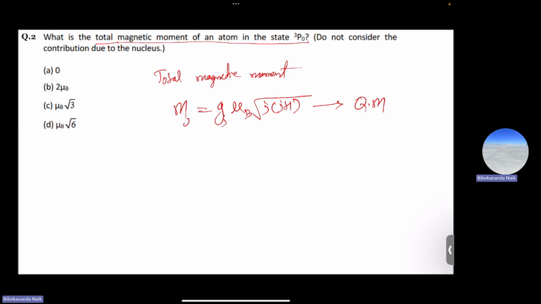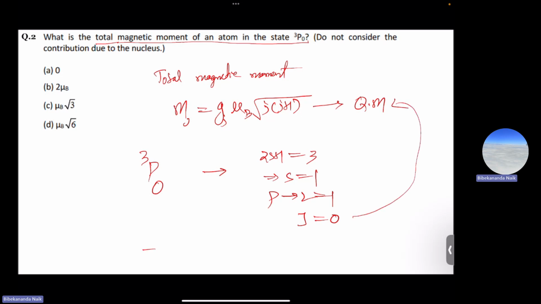Now if we see the level, it is 3P0. For 3P0, 2S+1 equals 3, which implies S equals 1. P means L equals 1 and J is 0. So since J is 0, if you put the value of J here, mu_j will be g_j mu_B root over j(j+1), which implies g_j mu_B times 0, which is 0.